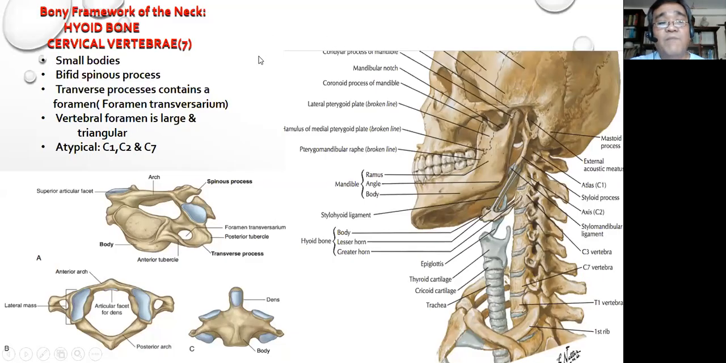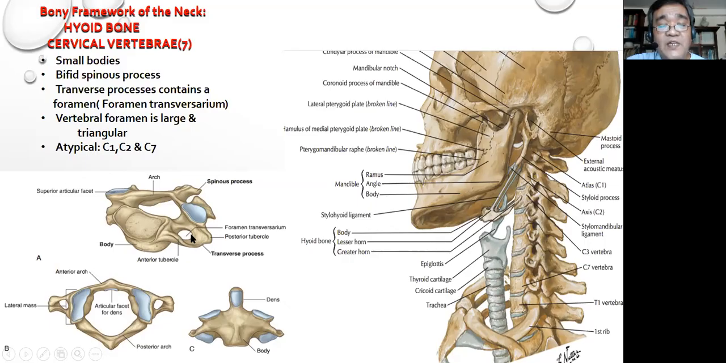Okay, how about the bony structures or the bony support of the neck? What forms the bony framework of the neck? Well, it is formed by your cervical vertebrae, the seven cervical vertebrae, 3 of which are atypical and 4 are typical. Okay, now we will not anymore discuss the different features of typical and atypical vertebra. So, reading assignment na lang na.